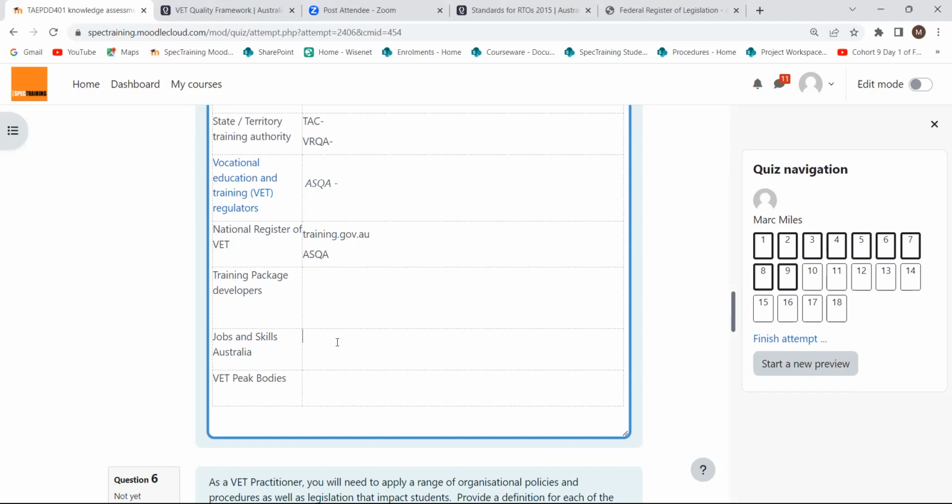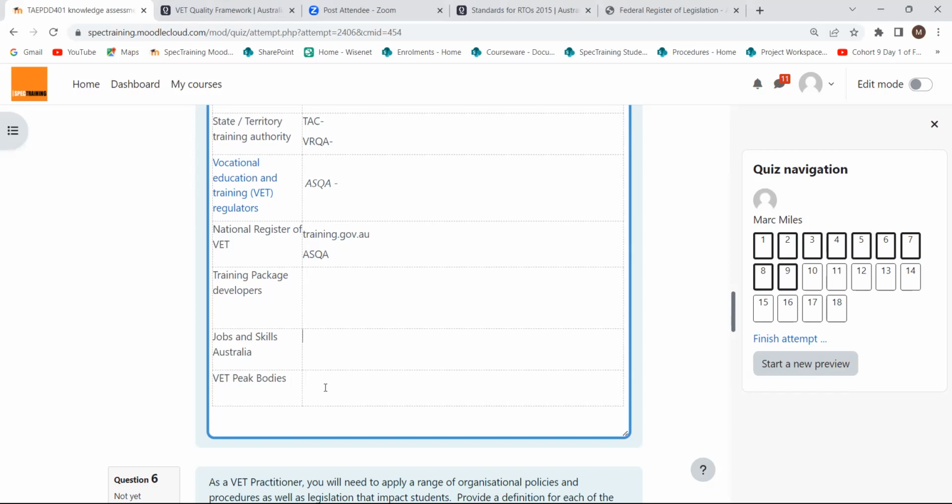Jobs and Skills Australia, in here again, you could repeat the same information. You could say there are 10 bodies that are responsible for developing training packages, and they meet regularly, and their job is to research what training is required and putting together relevant training for those particular industries.